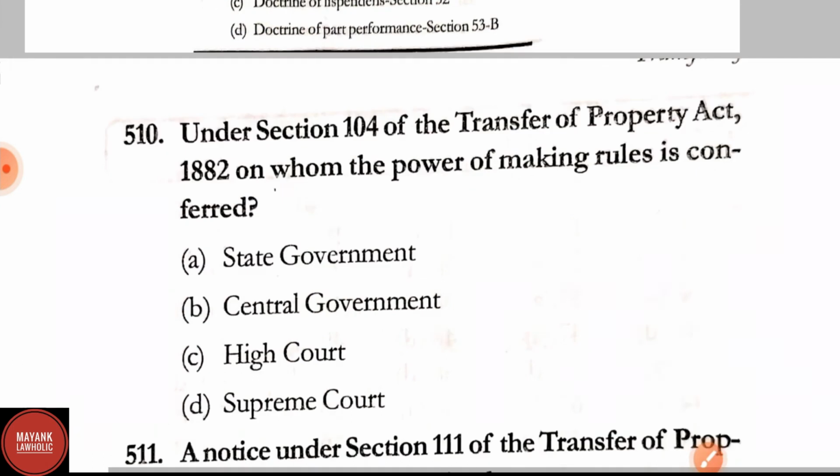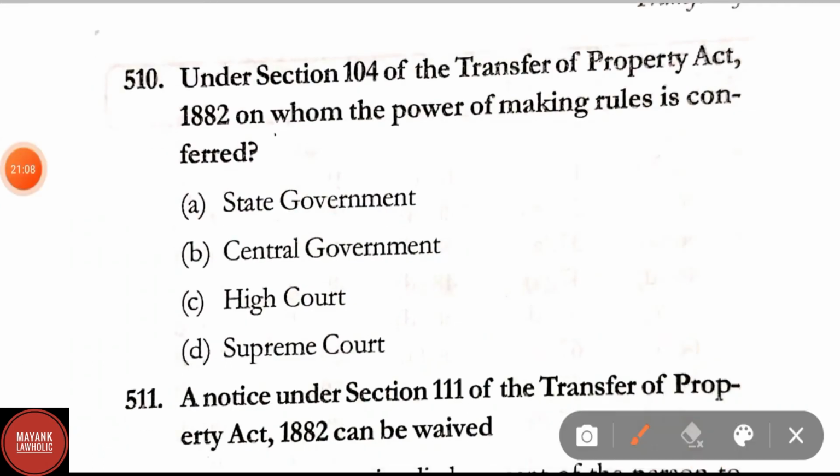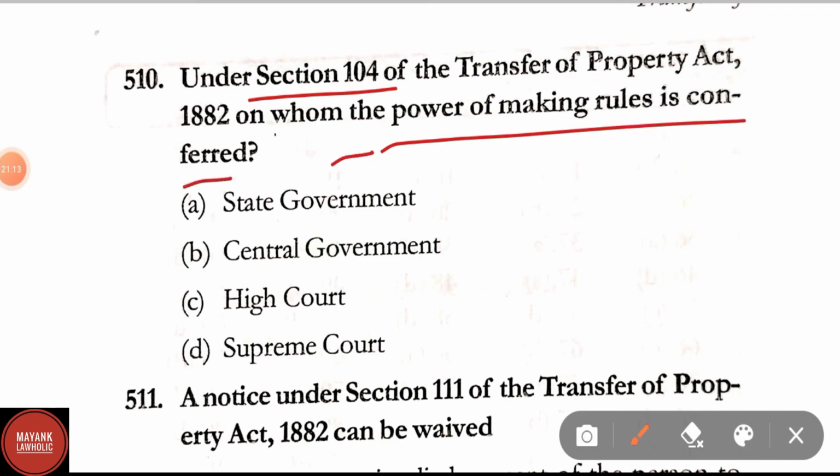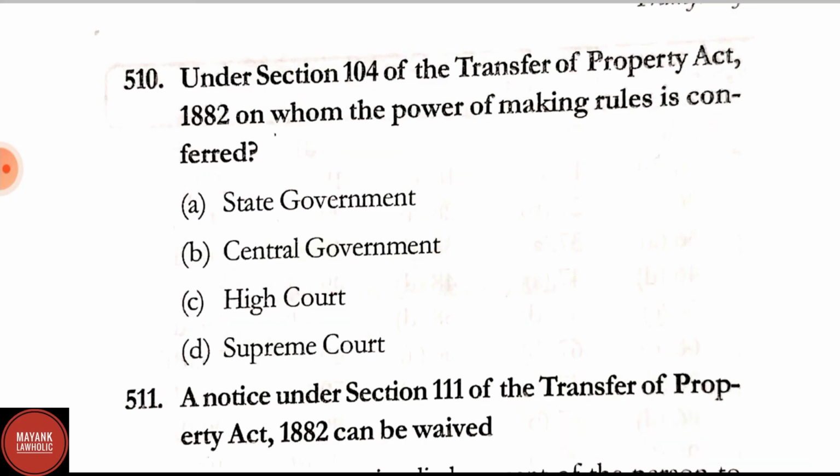Question number 510. Under Section 104 of the Transfer of Property Act 1882, on whom is the power of making rules conferred? Option A, state government. Option B, central government. Option C, High Court. And option D, Supreme Court. Correct answer is option C, that is High Court.